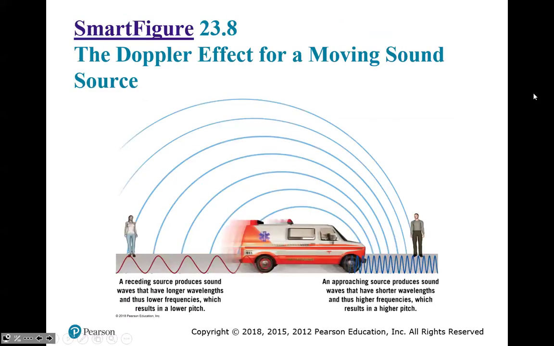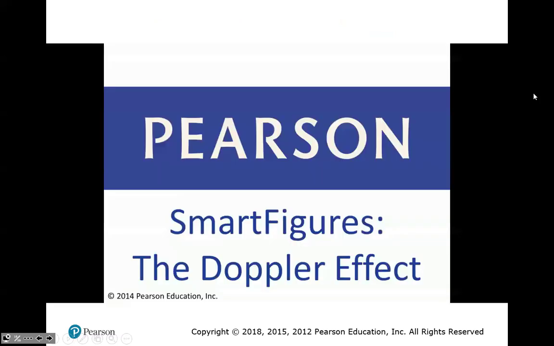So here's the Doppler effect for a moving sound source. As the sound source moves, you get higher pitched sound when it's moving towards you, and lower pitched sound when it's moving away. And it's just because it's moving, it sort of piles up the waves in front of it, and the waves behind it stretch out. So here's a short video about the nature of the Doppler effect.